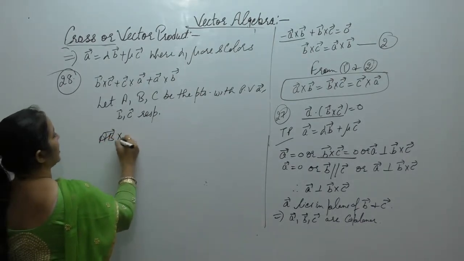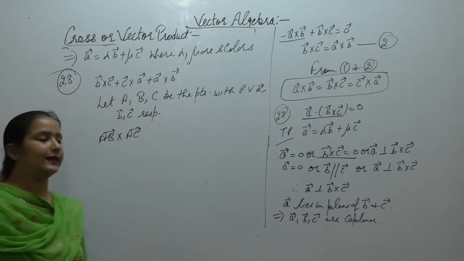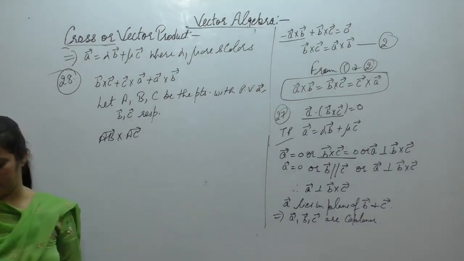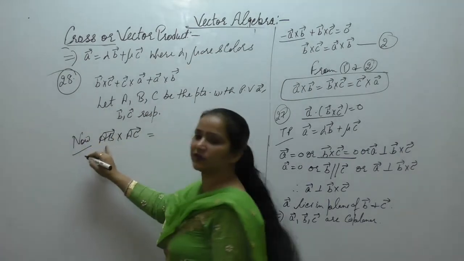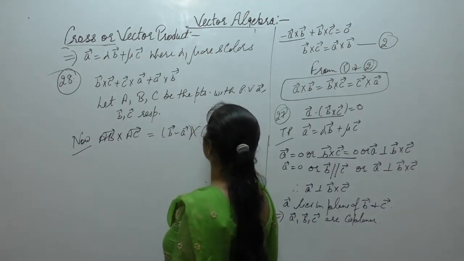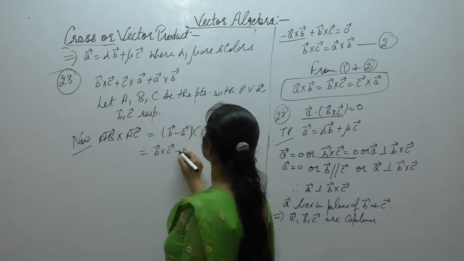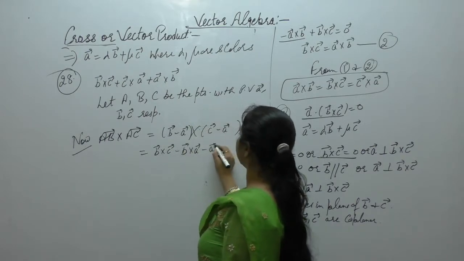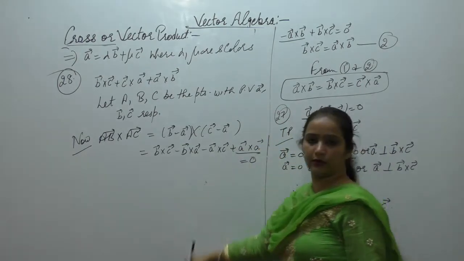AB vector cross AC vector is a vector normal to the plane containing the points A, B and C. Now AB vector cross AC vector is the position vector of B minus position vector of A, cross position vector of C minus position vector of A. So B cross C minus B cross A minus A cross C plus A cross A. A cross A has value 0.